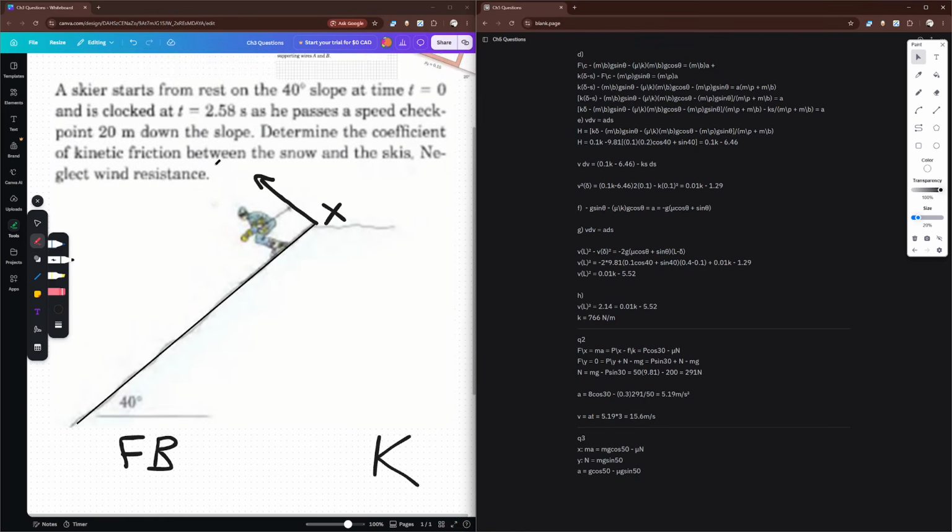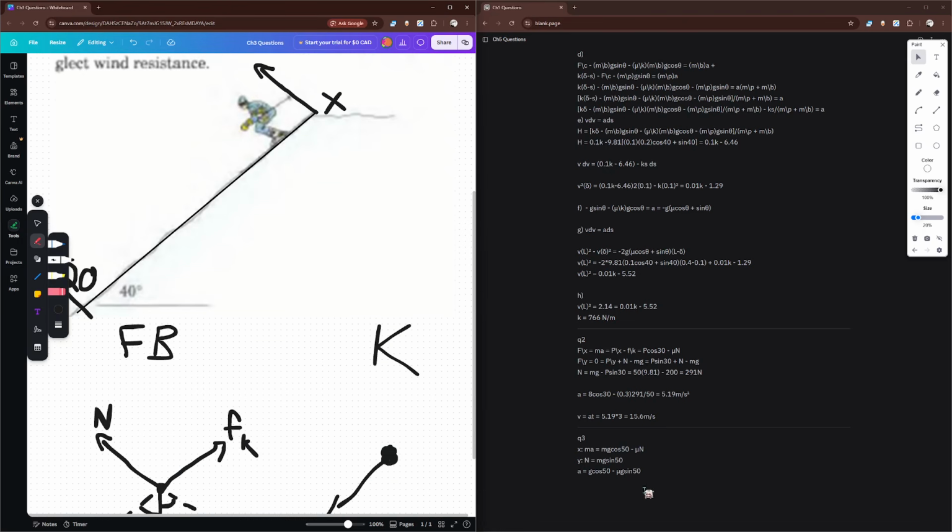How? Using this information. Time, distance, and initial velocity. This is 20 meters. He starts from rest, so V naught is 0, S is 20, T is 2.58, and we're solving for A.